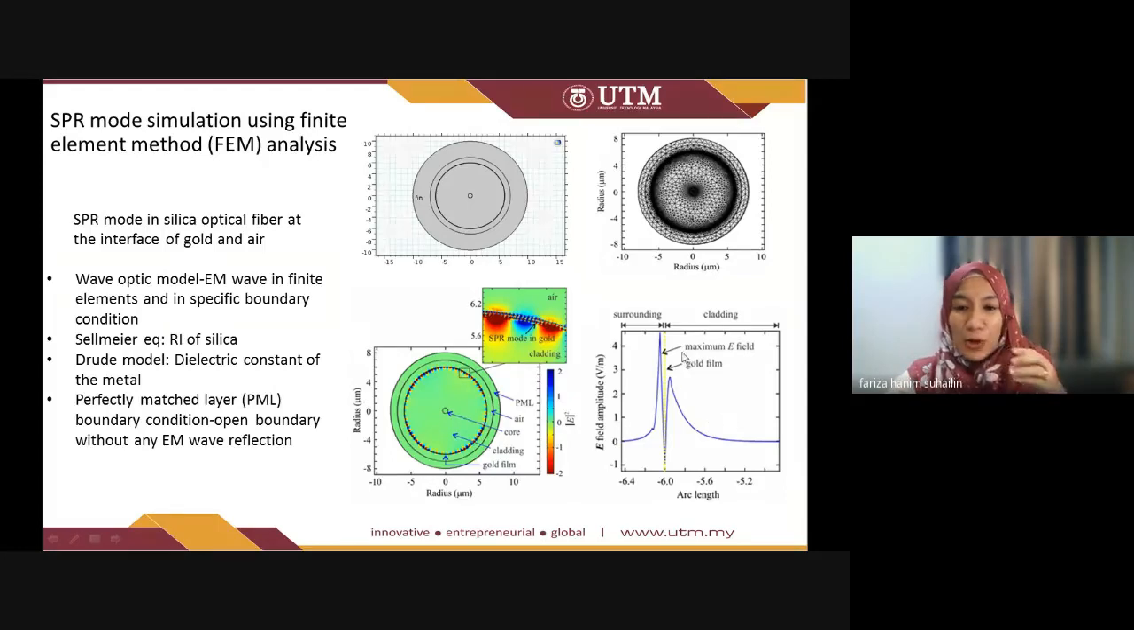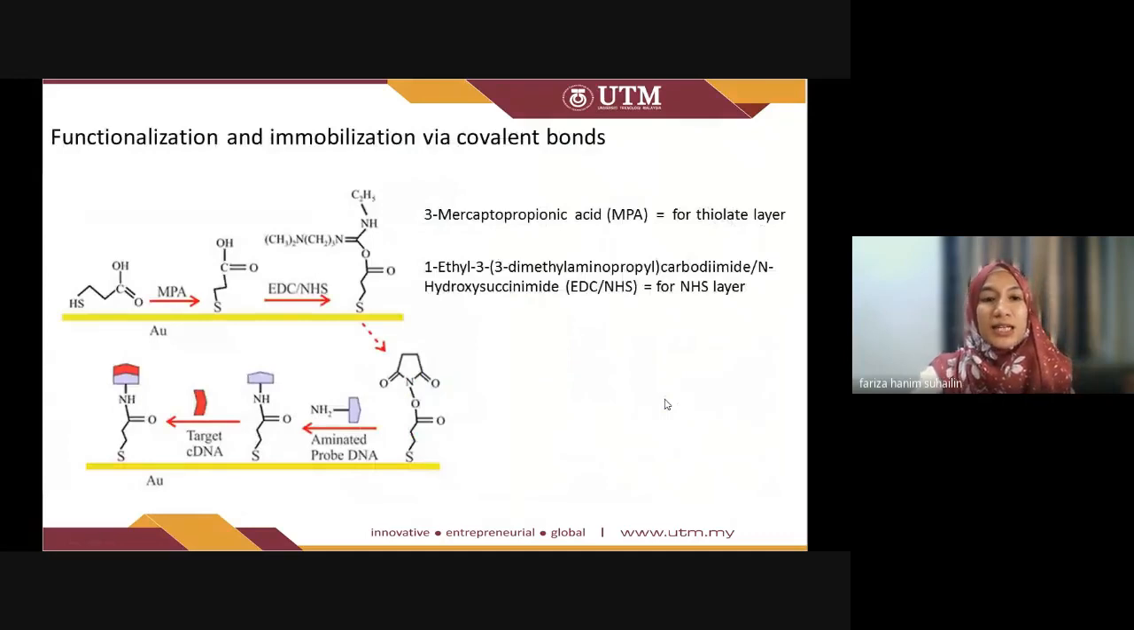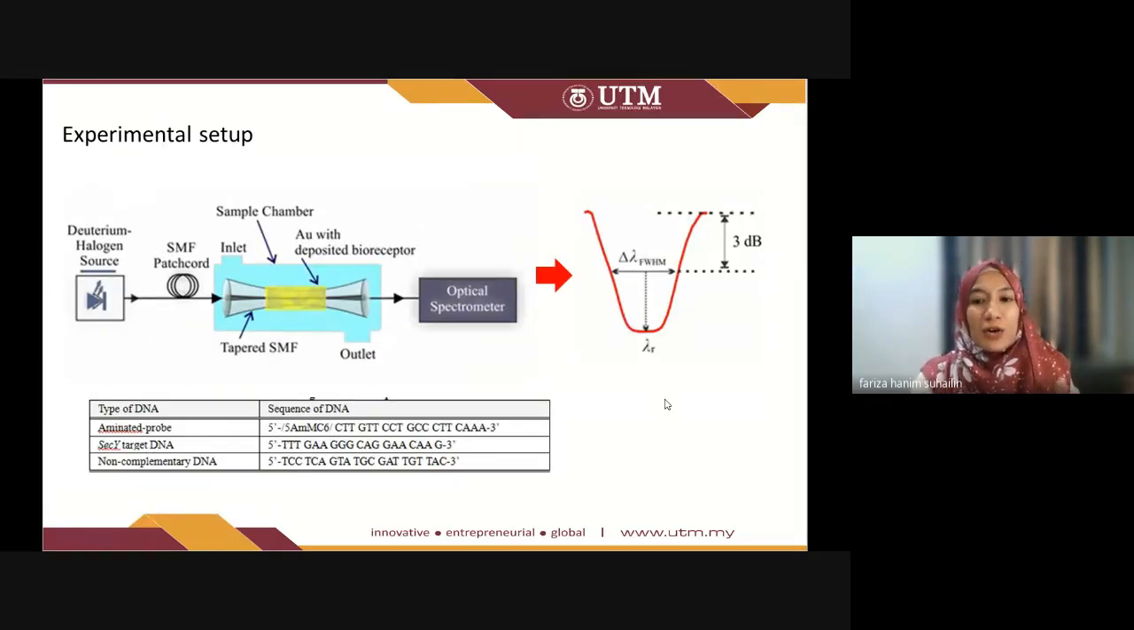All right. When we observe the profile, we can see that we have lots of electric field at the surrounding, so this configuration is very suitable for the purpose of sensing development. And this is how I functionalize the surface of my gold with thiol and also NHS layer. And then this is the experimental setup and the sequence of the DNA probe, target, and also non-complementary DNA.